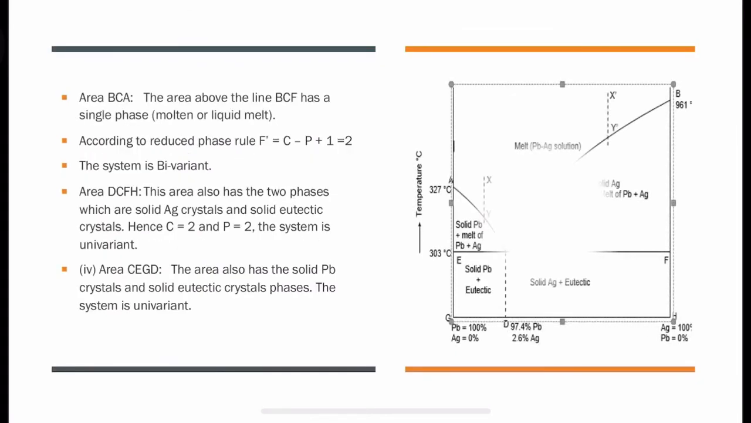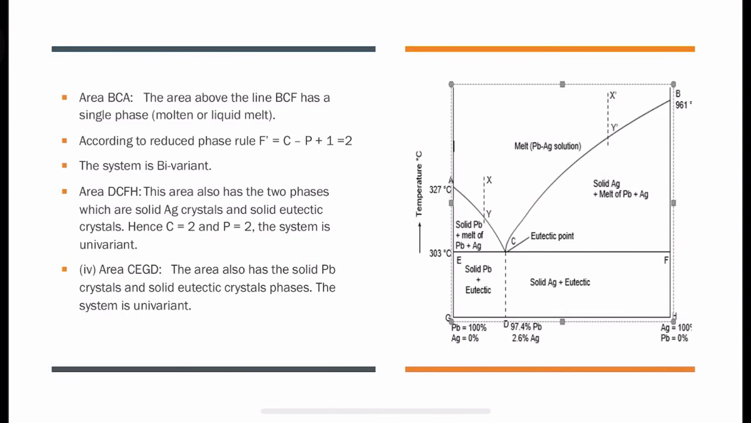So what is area? Area is B, C and A. You can see B, C and A. The area above the line BCF has a single phase, molten or liquid melt only. According to the reduced phase rule, F dash is equal to C minus P plus 1 is equal to 2. So the system is bivariant. Bivariant means both temperature and composition must be fixed to define the system completely.